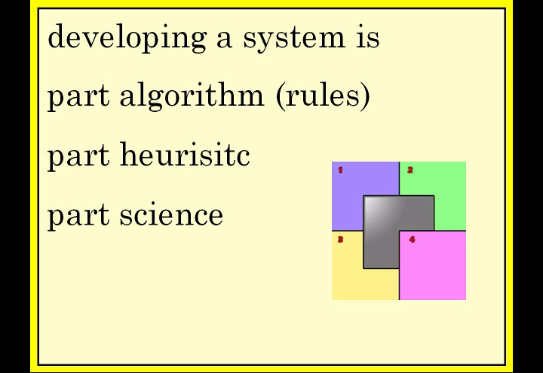Well, the system development life cycle is the scientific process that was developed in the IT profession to do a similar kind of thing, and that is to understand the nature of problem solving and to solve it. But developing a system is not just algorithm and heuristic and science. There is some art here too.